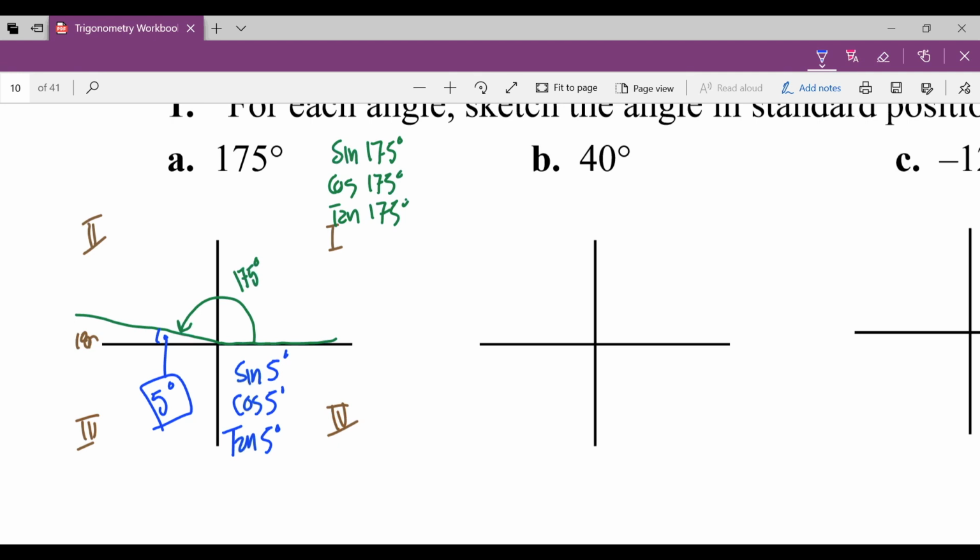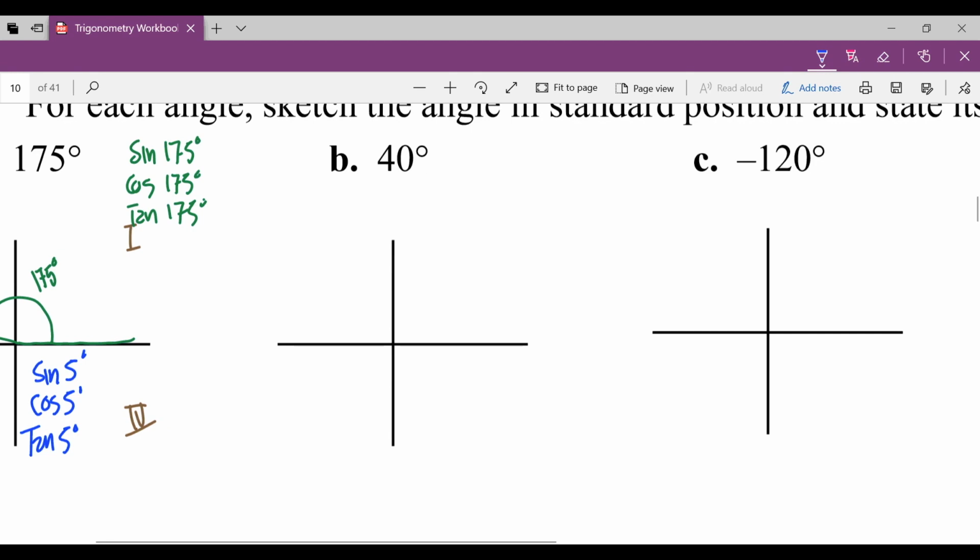All right, let's try this one. 40 degrees. Well, this is 45 degrees, so 40 is going to be a little bit less, like that. Let's just label it. We've already gone from the initial arm to the terminal arm. We've rotated in the positive direction, counterclockwise. Theta reference is going to be simply 40 degrees.